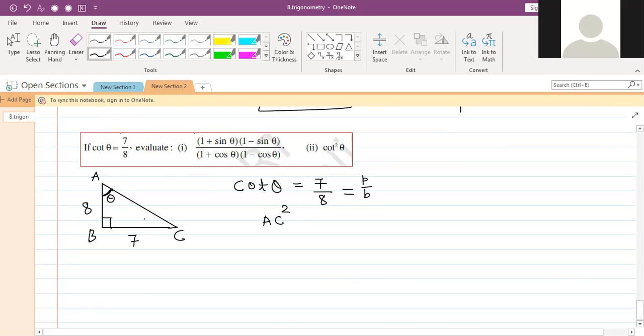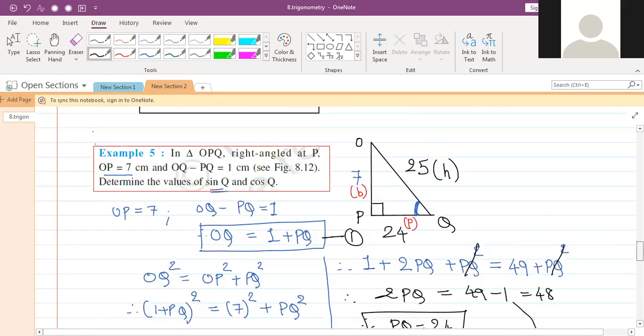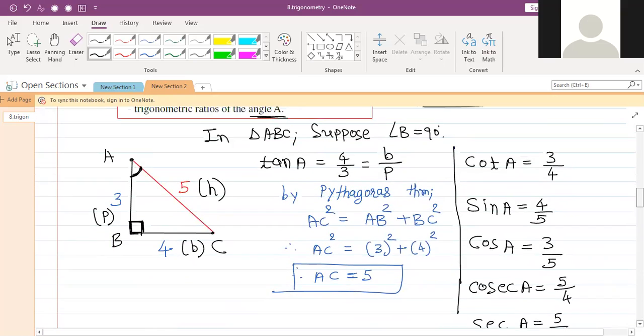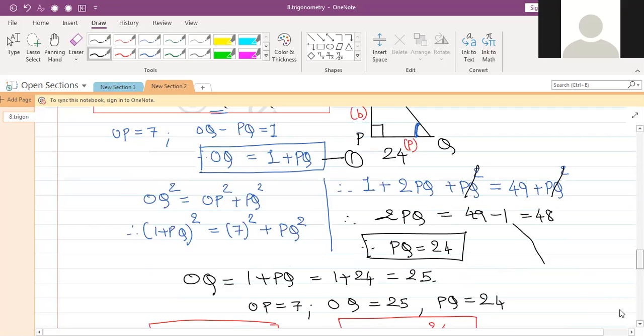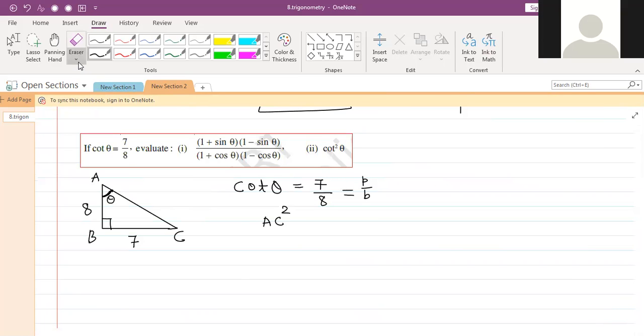Yes, here we have the formula for cot theta, that is adjacent upon opposite. So here adjacent is this one, 7 upon 8. This one is 7 and 8. This one is a perpendicular and this one is a base. Okay, so now we can use it.